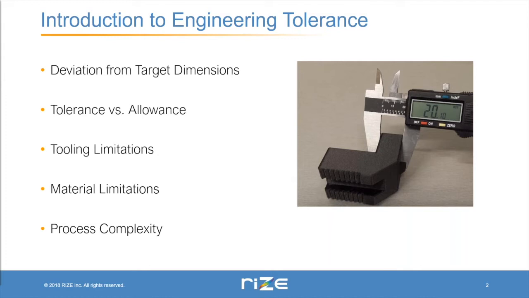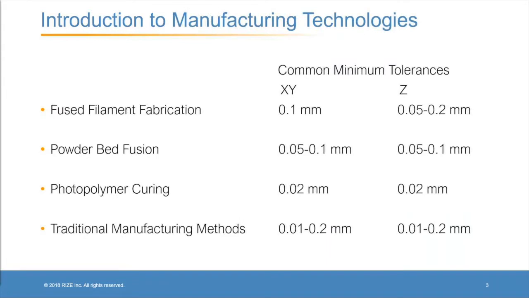So here is a quick overview of some general numbers for general manufacturing technologies. These are middle of the road estimates for the X and Y tolerance based on both the resolution and the precision of these technologies, as well as the Z tolerance. For most of the additive technologies, this would be more based on the vertical resolution as opposed to precision.